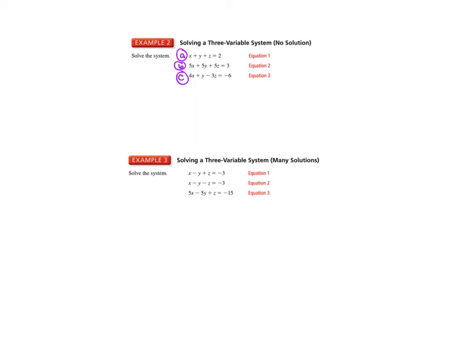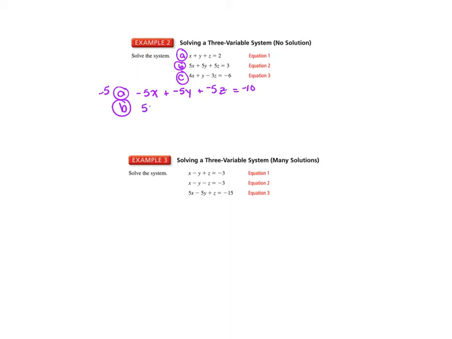So I'm going to use equations A and B to eliminate, we'll pick X this time. To be able to eliminate X, I'm going to have to multiply equation A by -5. So I'm going to multiply -5 by equation A. So that's -5X plus -5Y plus -5Z equals -10. Don't forget to multiply that number also by the -5 because that's a common mistake.